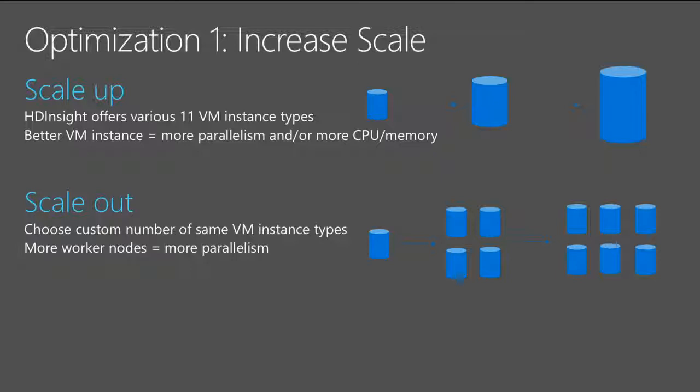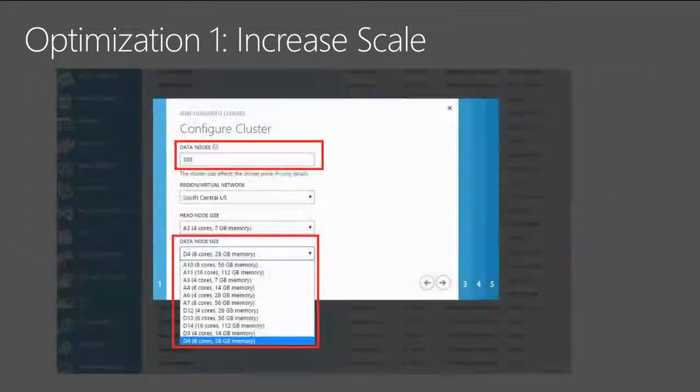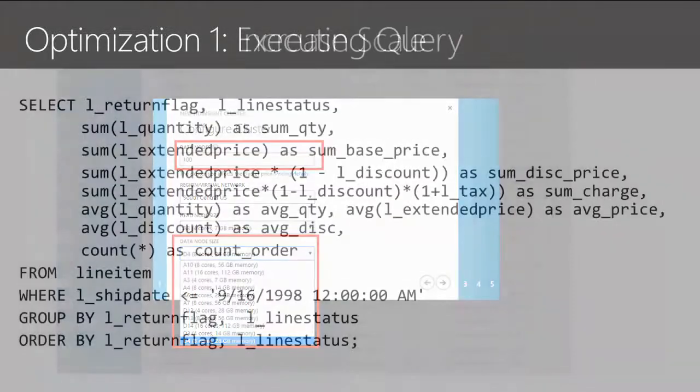So these are two options. I can do scale up and scale out. And again, HDInsight makes it super easy. I can just configure my cluster here when I'm creating it, or I can choose my data node size. I showed you before, but there's a slider bar I can move after my cluster is created to scale up, right? So HDInsight makes it super easy for you.